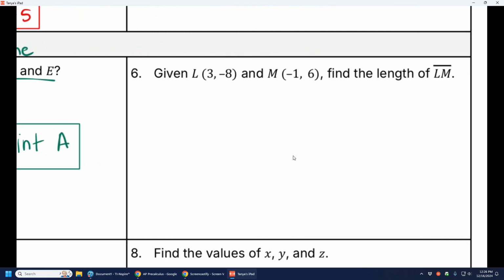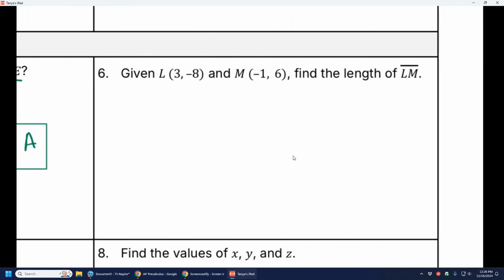Okay, number 6. Given that L is at 3, -8, and M is at -1, 6, find the length of LM. So to find the length, it's like finding the distance between 2 points. The distance formula, I'm going to write it up here, is square root of x2 minus x1 squared plus y2 minus y1 squared. So the 2 points that they give us, it doesn't matter which one you make 1 and 2. I'm just going to go with the first one is x1, y1, and the second one is x2, y2.